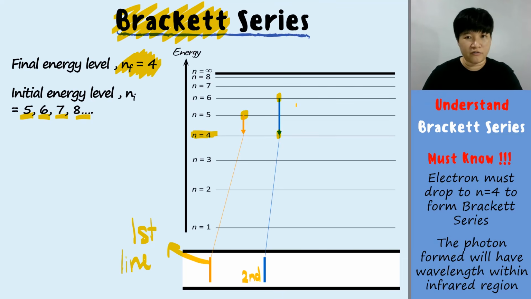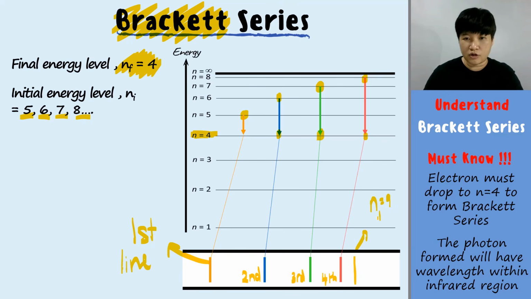Moving to your third line of the Brackett series, electron at n equals to 7 drop to n equals to 4. That is the third line of the Brackett series. The fourth line of the Brackett series will be n8 to your n4. Let's say if I have another line over here. Alright, so this line will be from what energy level to what energy level? Obviously, this will be from n equals to 9 drop to n equals to 4 because it's the fifth line. So the fifth line will definitely be from a higher energy level than the fourth line, which is n equals to 9 drop to n equals to 4.